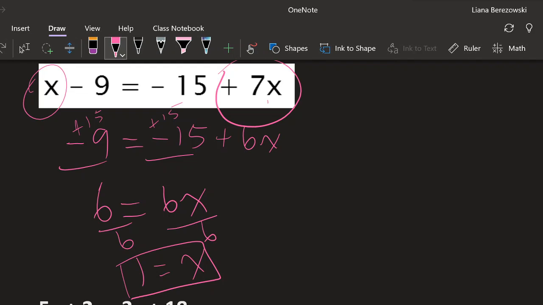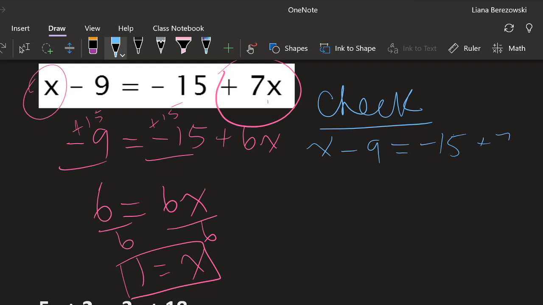Now you know what I'm going to say. I'm going to say that we should check our answer because then we can be absolutely sure that we did the math correctly. So I'm going to rewrite my equation. I'm not going to change anything. I'm just going to replace all of my x's with 1s. Okay, so x becomes 1, and on this side x becomes 1 again.